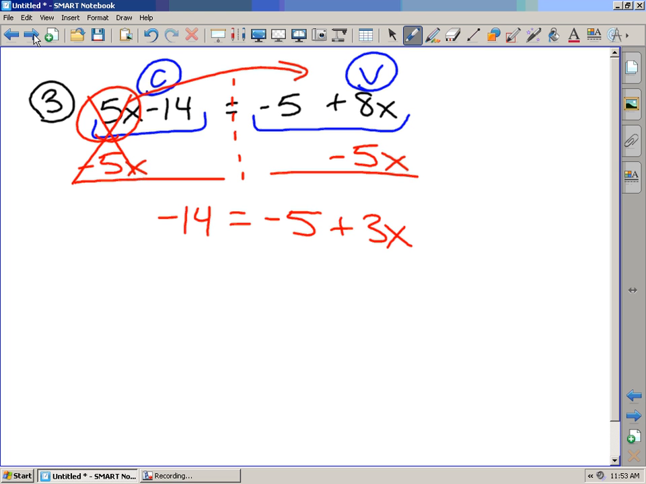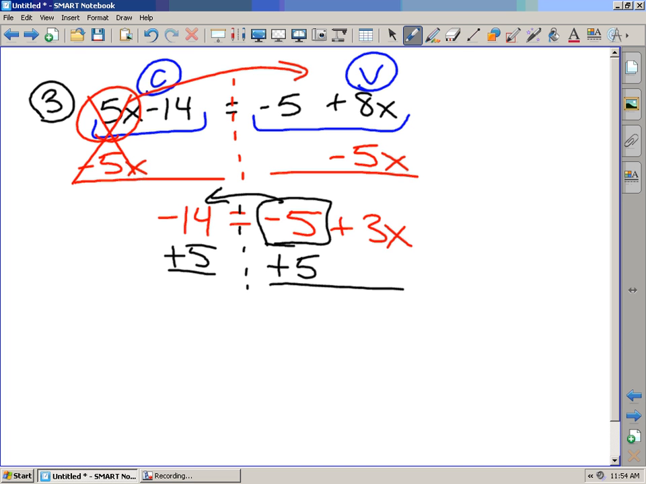Now, on this variable side, we have a constant. We don't want a constant on the variable side. We want to move it to the constant side. So the opposite of minus 5 or subtracting 5 is adding 5. So we're going to add 5 to both sides to maintain equality. Over here, negative 5 plus 5 equals 0. So we're left with just the positive 3x. And then on this left side, negative 14 plus 5 is a negative 9.